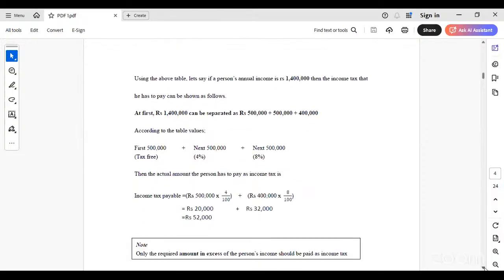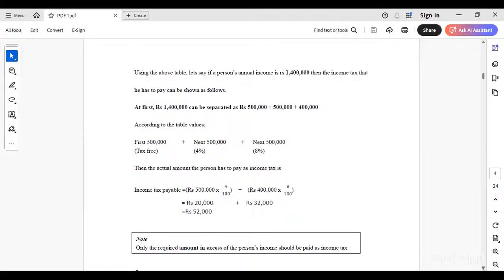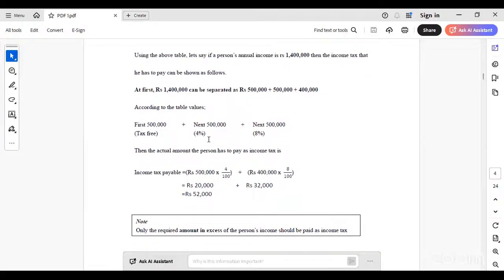So it says, using the above table, let's say if a person's income is 1.4 million, then the income tax that he has to pay can be shown as follows. The 1.4 million can be separated as first 500,000, second 500,000, and then the rest 400,000. According to the table values, the first 500,000 is tax free, the next 500,000 is 4%, and the next 500,000 is 8%, but he has only 400,000 in this category.